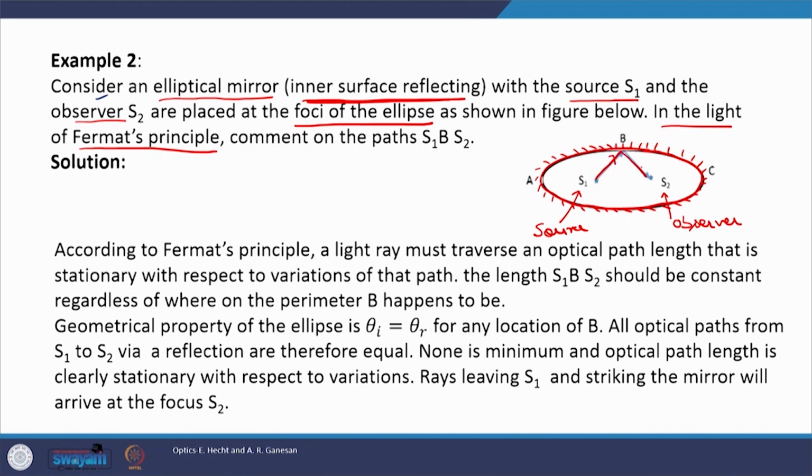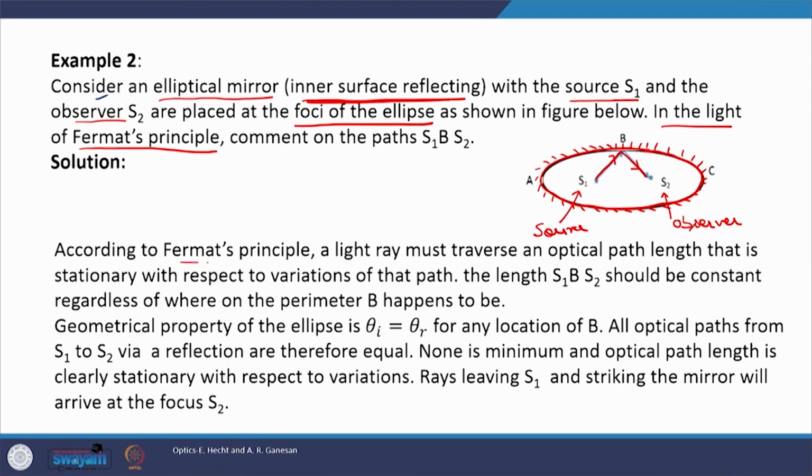In this ray path, the ray is starting from source S1 and then it is falling on a point B on the surface of the mirror, and after reflecting from point B, it goes to observer S2, and we will have to discuss this scenario in the light of Fermat principle. Now, let us go to the solution.